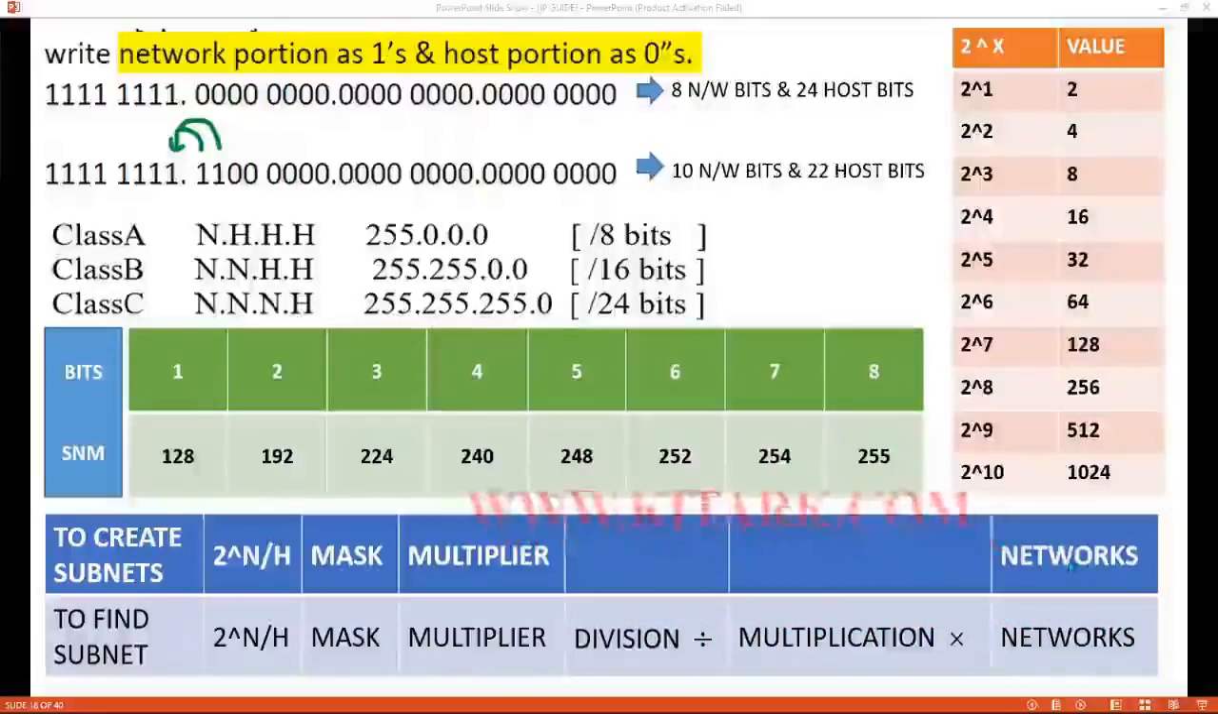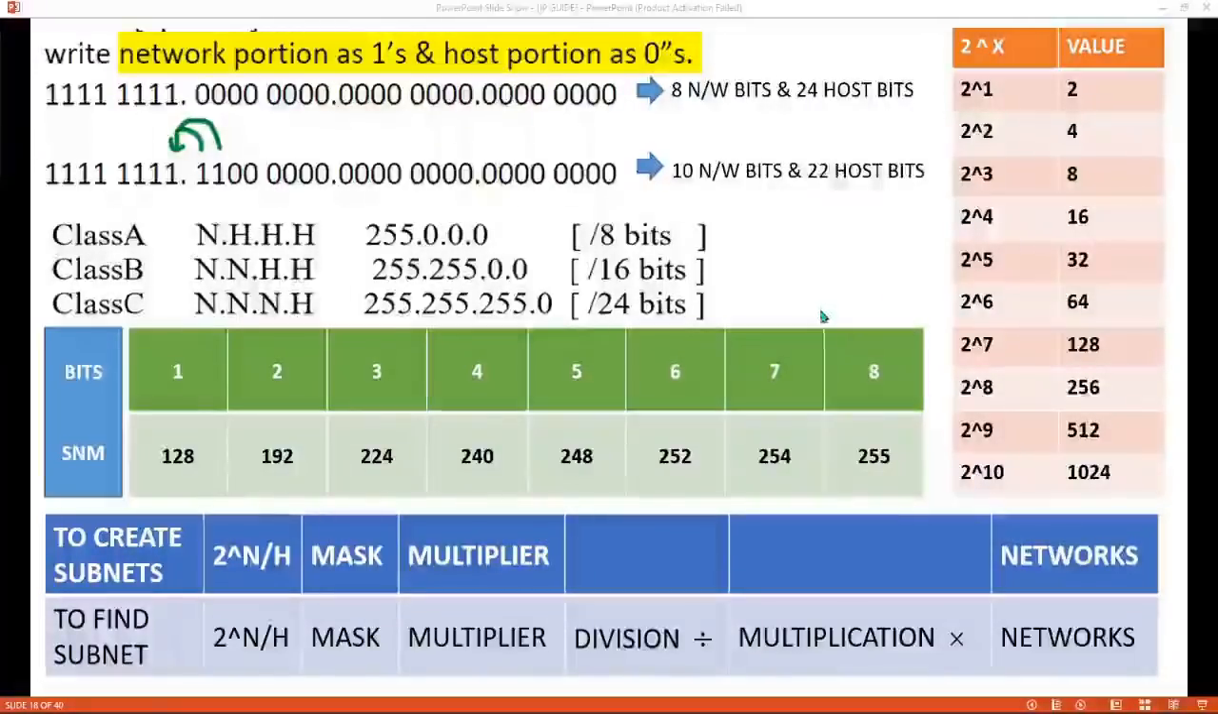In other scenarios, they ask you to find which subnet a particular IP address is from. They'll give you an IP address and ask which subnet it belongs to. In that scenario, you modify the first jargon a bit: NH, mask, multiplier, and in between you add division and multiplication, and then the networks. I will explain this as well when doing the calculations.